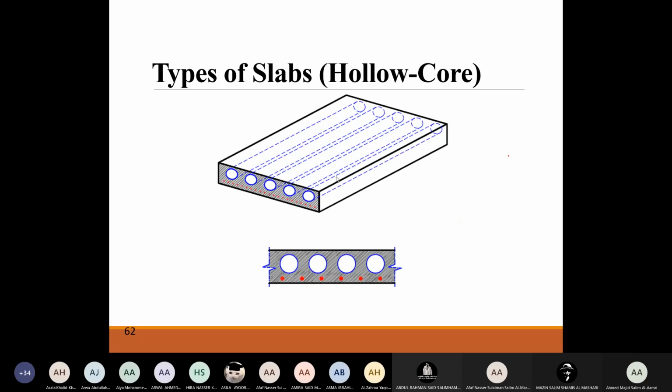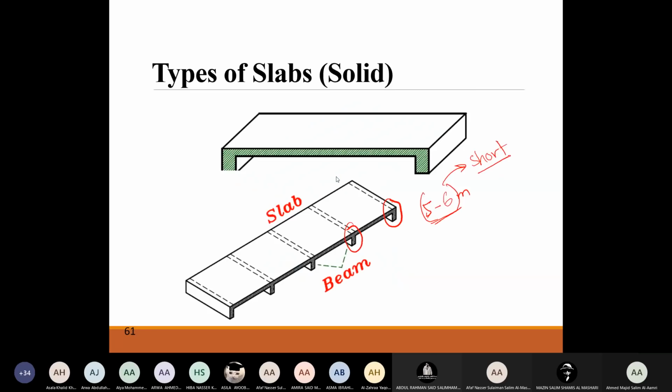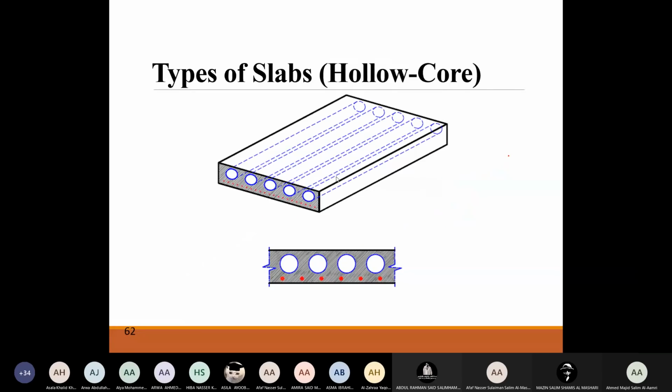The other type is a hollow core. Now, what is the main difference between that slab and this slab, the solid slab and then the hollow core?